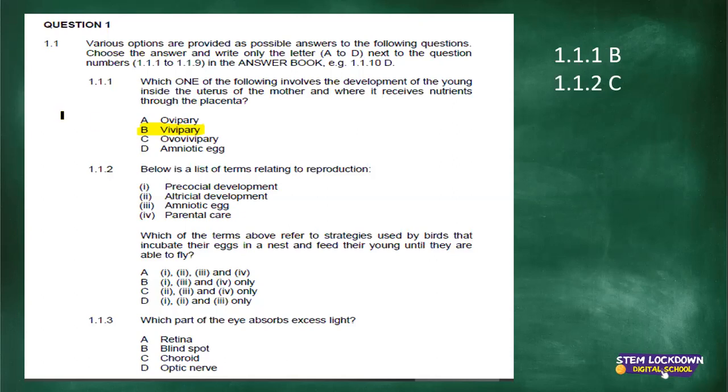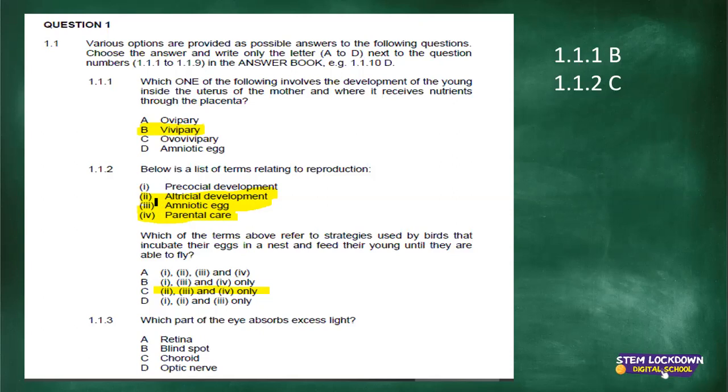Answer is C, which is, let's highlight that section 2, 3, and 4, meaning it's the altricial development, it's the amniotic egg, and it's parental care. So these steps are done until the young of the birds is able to fly. There's the altricial development, there's the amniotic egg, and there's parental care.